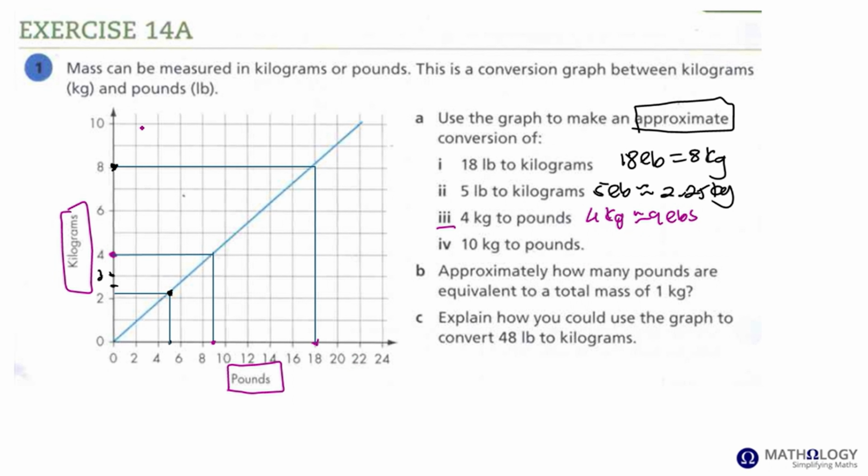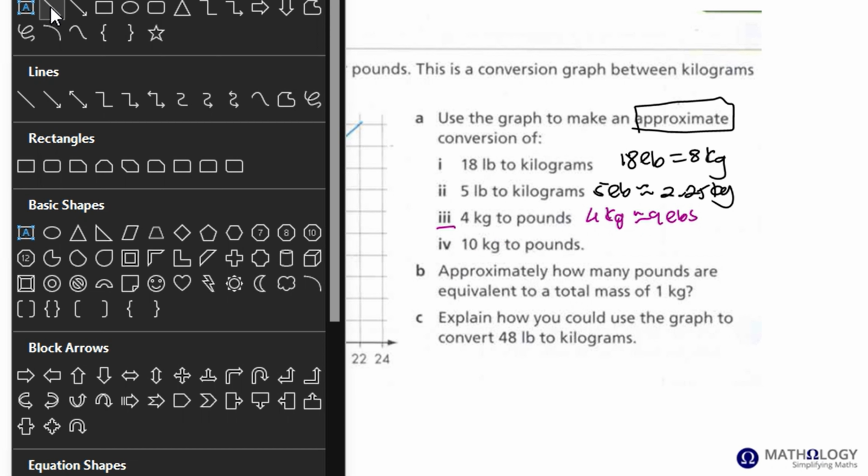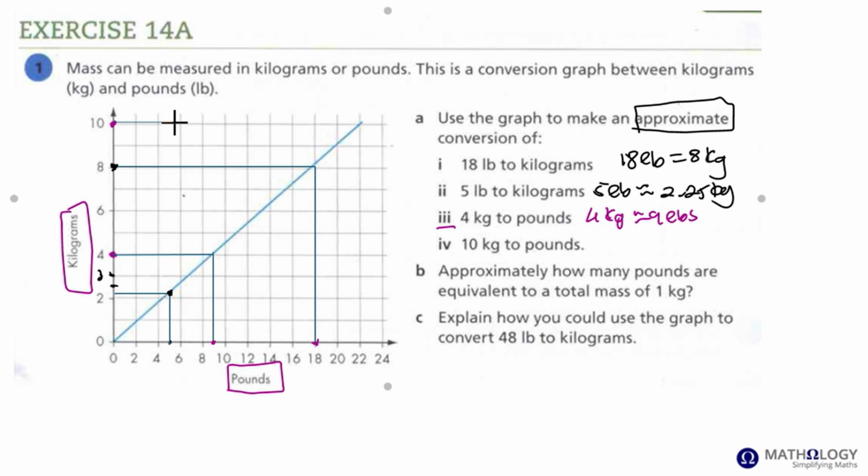Then 10 kilograms to pounds, we go to 10 on the y-axis. Draw a horizontal line straight across to the line, then a vertical line down to the x-axis. So 10 kilograms is approximately 22 pounds. You're obviously going to be using a ruler in this exercise.